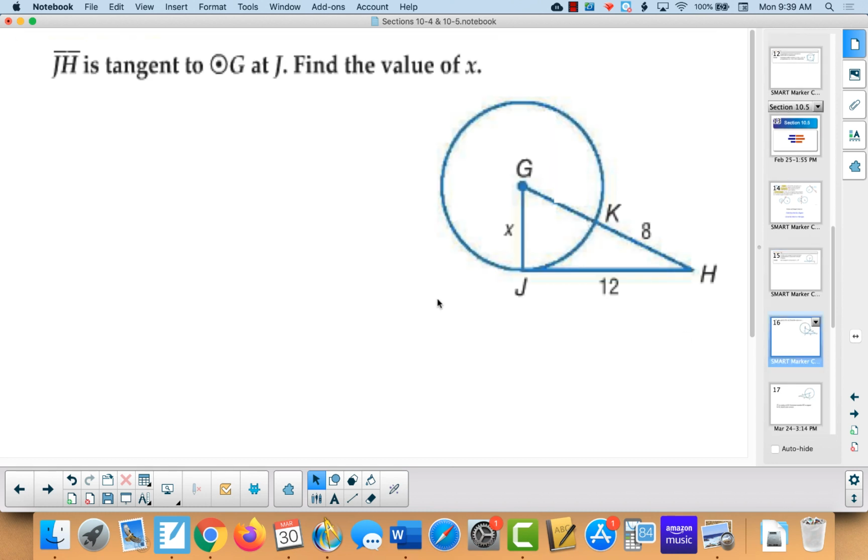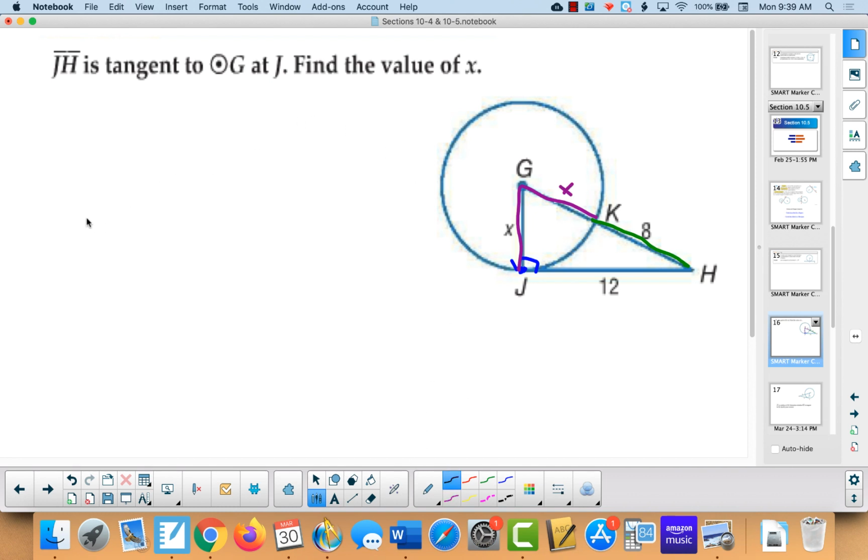So here in this problem, I can see that this radius is drawn to the point of tangency right here for this tangent line JH. So we have a 90-degree angle right there, which makes a right triangle. 8 is only for KH here, because the hypotenuse of my right triangle cannot be smaller than this side here. This is another radius. So since my radius is length of x, that radius is also length of x.